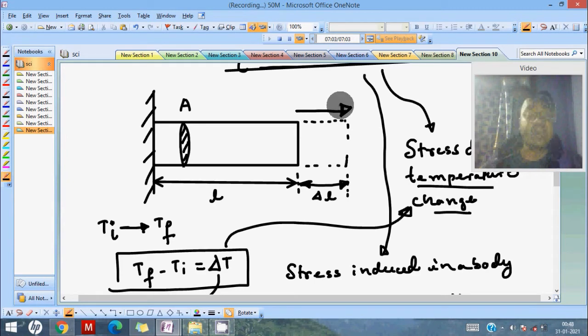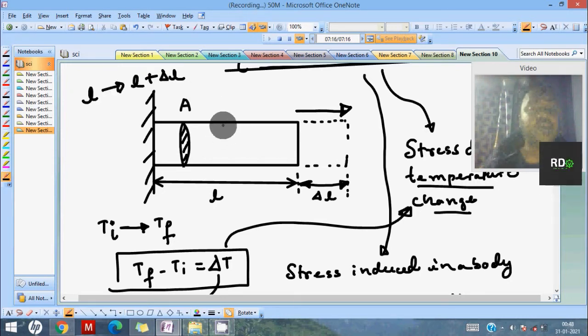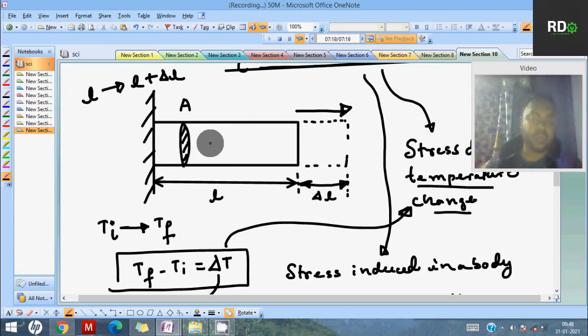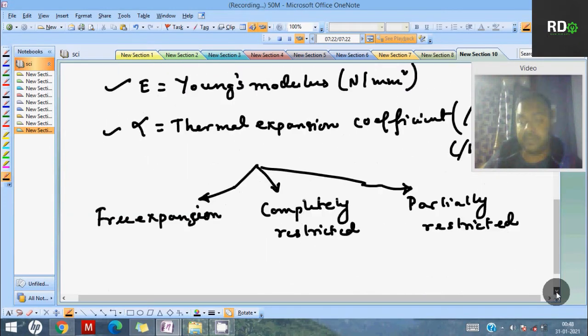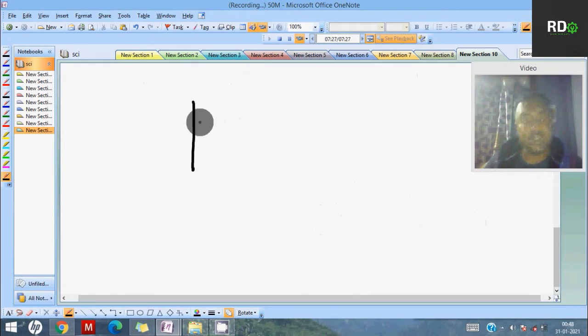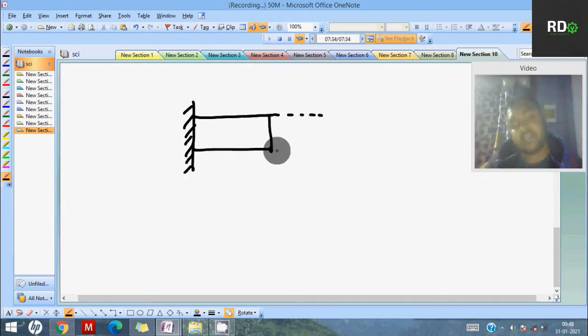So what is happening? If you stop this change in length, meaning it is changing from L to L plus delta L, is it not? Okay. So if you don't allow this delta L to happen, what will happen? See, if I show you an example, suppose there is this cantilever beam, and it is trying to increase in this direction after the change in temperature or heating, let's say. And what is happening in that case?